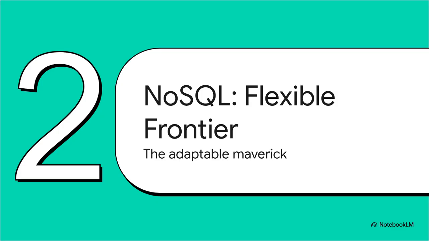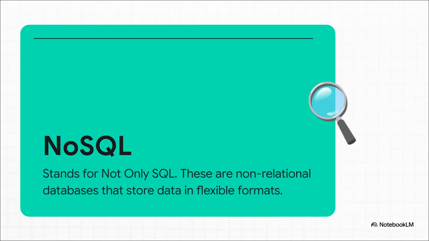This is NoSQL, the adaptable, flexible maverick. If SQL is the rulebook, NoSQL is the one that comes along and says, you know what? Let's just toss that book out the window. It's built for the speed and, frankly, the messiness of modern data. And that name, NoSQL, it's kind of telling, isn't it? It actually stands for not only SQL. It's a signal that we're moving beyond that traditional rigid model. It's all about embracing flexibility and using all sorts of different ways to store information.